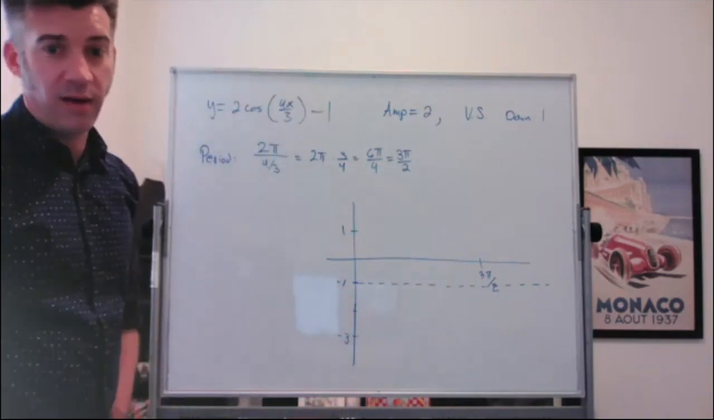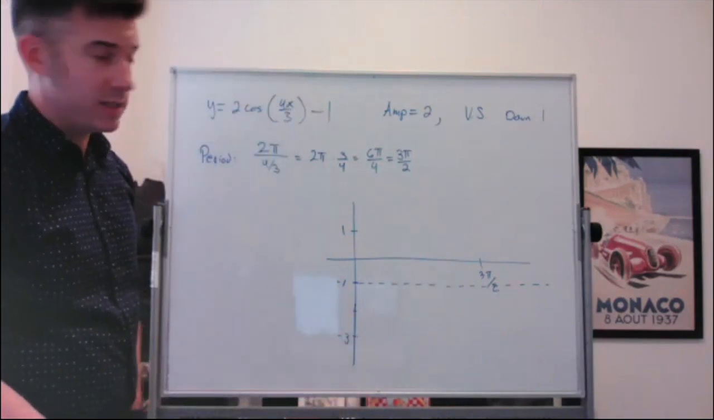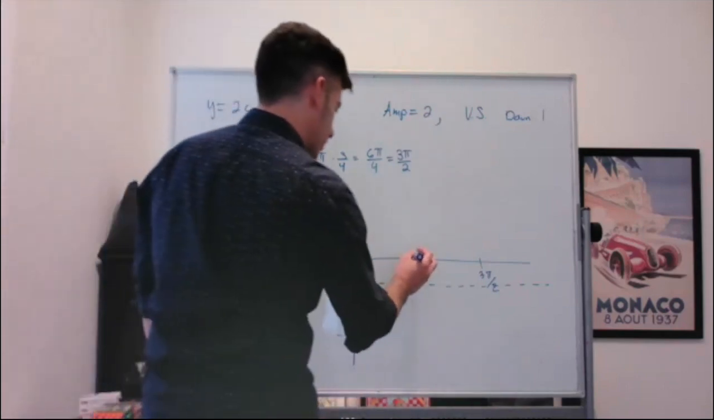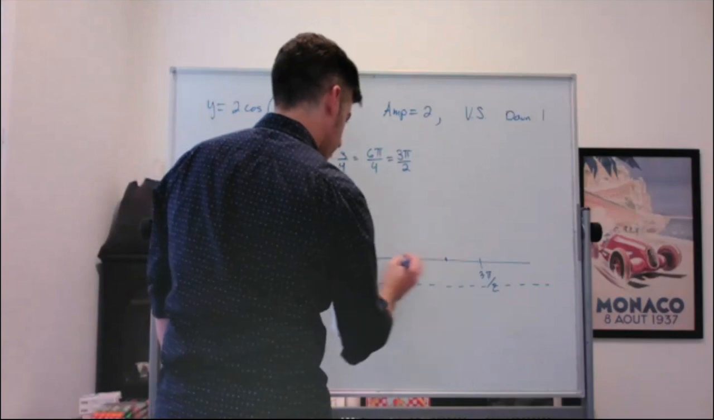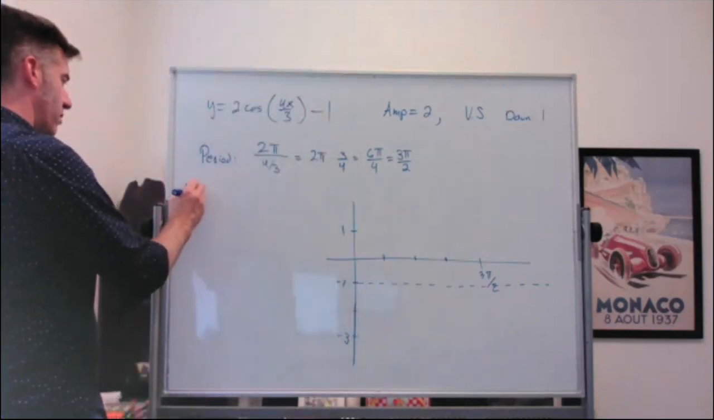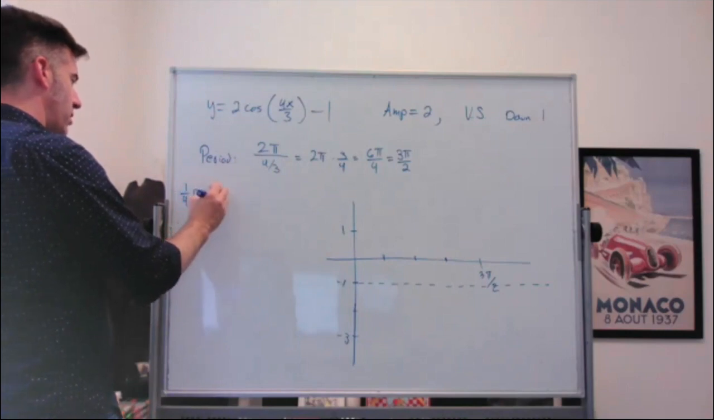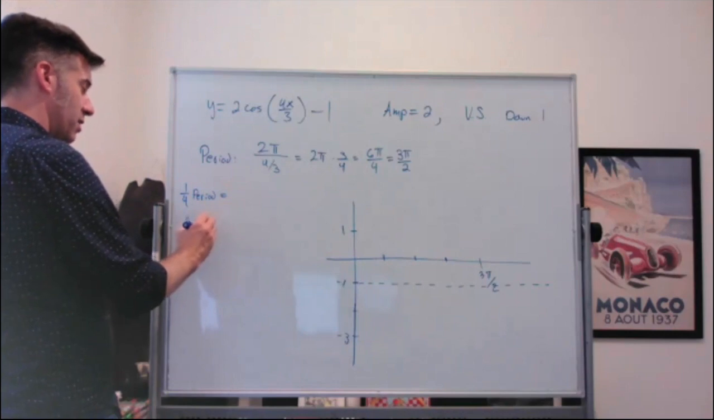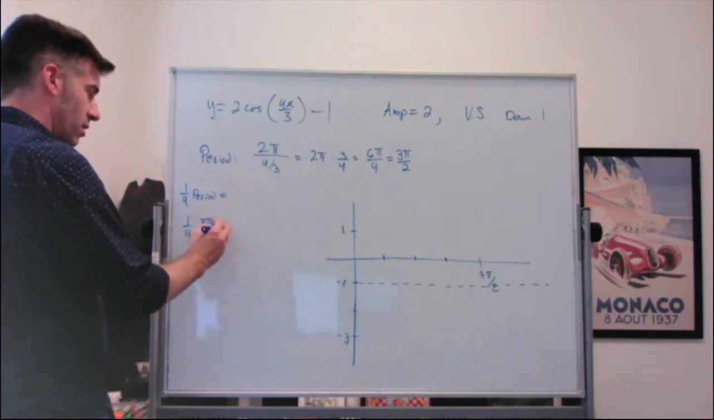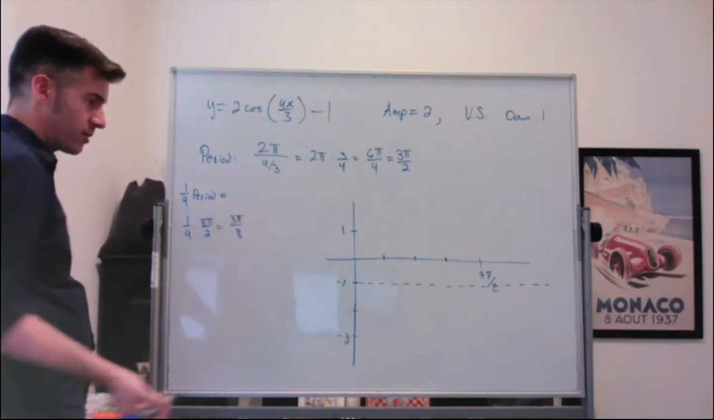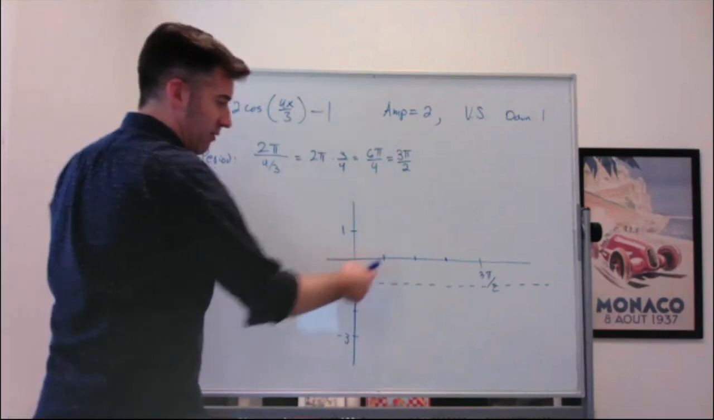I don't really care about any other y values, just the top, the middle, and the bottom y values. I do need my other x values though. So I'm going to take my period and do 1/4 of it. So 1/4 of my period is equal to 1/4 times 3 pi over 2. Fractions times fractions, we're going to get 3 pi over 8. So each of these is going to be 3 pi over 8 apart from the next one.